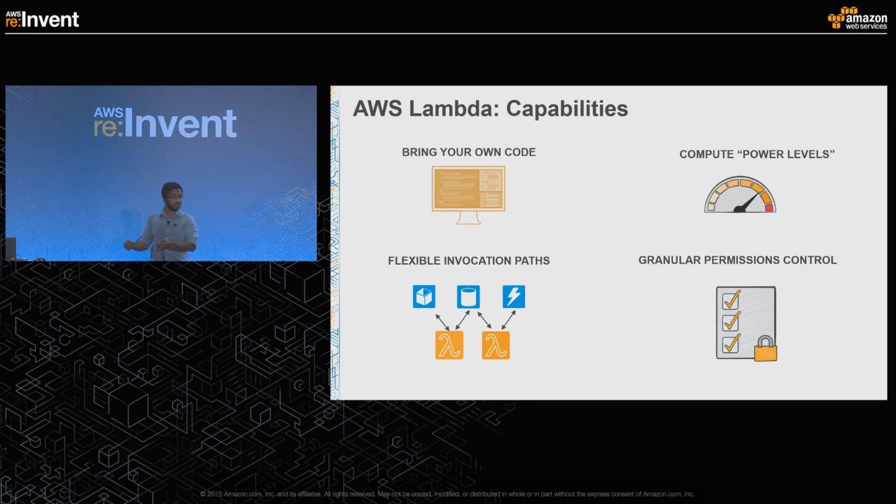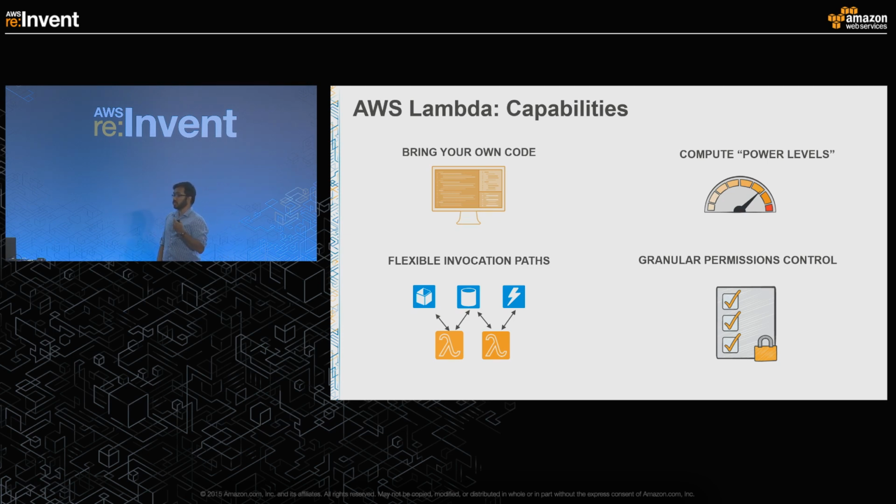You need more compute power and horsepower to run the kind of code you have, you just dial up that single dial. The same function that you set up can be invoked in different ways. You can configure it automatically to run when certain events happen, such as an S3 bucket getting updated, a DynamoDB table getting updated, or a Kinesis stream getting updated.